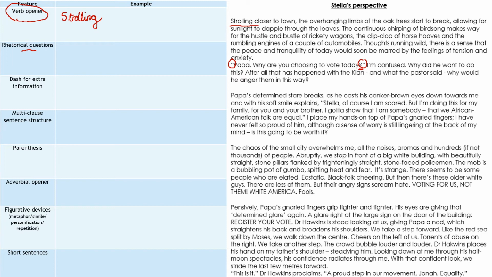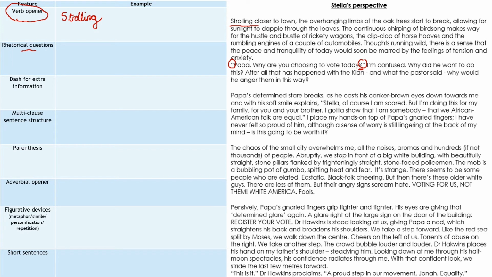Now, to me, that doesn't mean that that's a rhetorical question. It's actually Stella asking a question and she expects an answer to it from her father. So this isn't an example of a rhetorical question. There is, however, a rhetorical question in this text. I wonder if you can find it, and I'm not going to give you the answer right now.